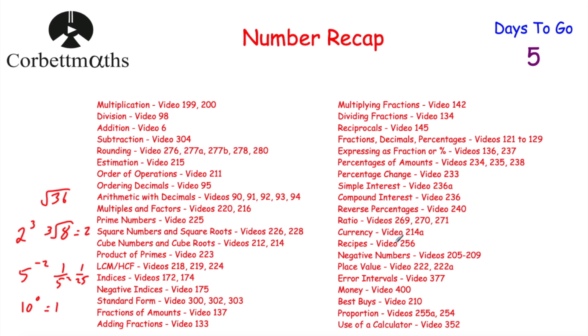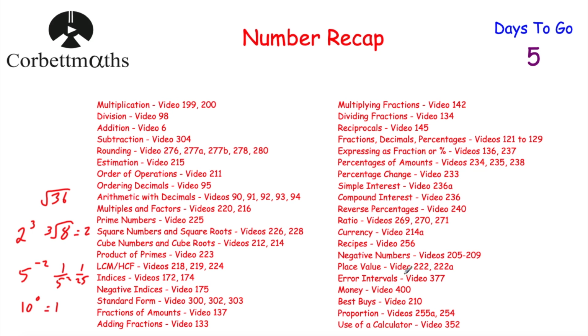Recipes, so if you're given a list of ingredients, know how to find how much you'd need for one person, two people, and so on for that list of ingredients. Negative numbers, so know how to add and subtract negative numbers, but also that whenever you multiply two positives or two negatives, you get a positive answer, and if you're multiplying one of each, a positive and negative, or a negative and a positive, you get a negative answer, and that's the same for division as well. Place value, know your place value.